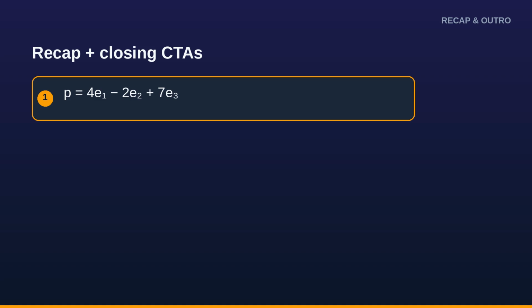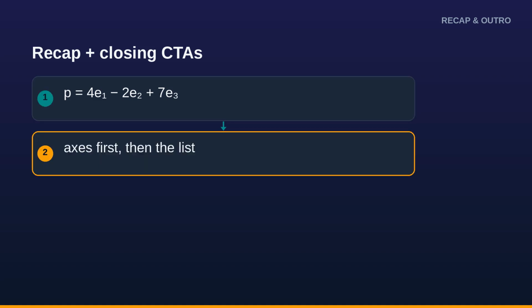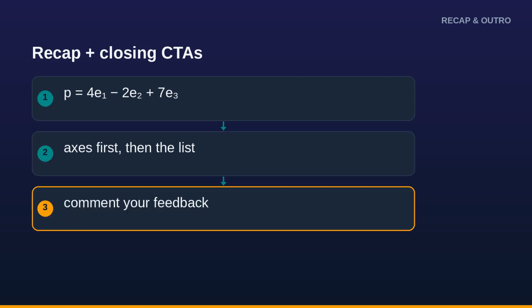So a basis is the set of reference directions, and coordinates are amounts of those directions. In the standard basis of R3, the machine ticket (4, -2, 7) means 4E1 minus 2E2 plus 7E3. Change the basis and the same list means a different point.